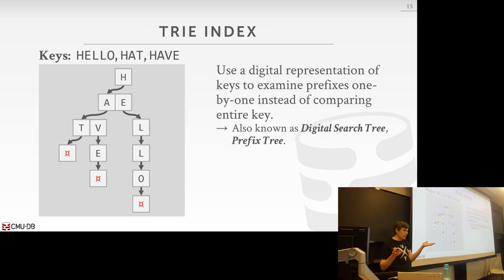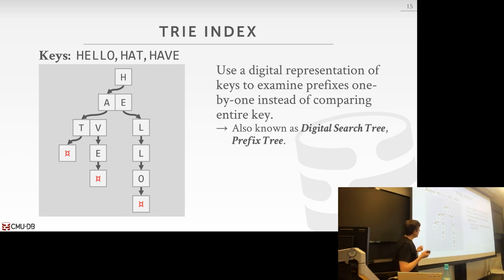So quick show of hands, who here has heard of a trie before? Okay, perfect. Who here has heard of a radix tree? Fewer, excellent. Okay, so a radix tree is just a specialization of a trie. And nobody uses tries, everyone uses radix trees in databases. So we'll go through this.